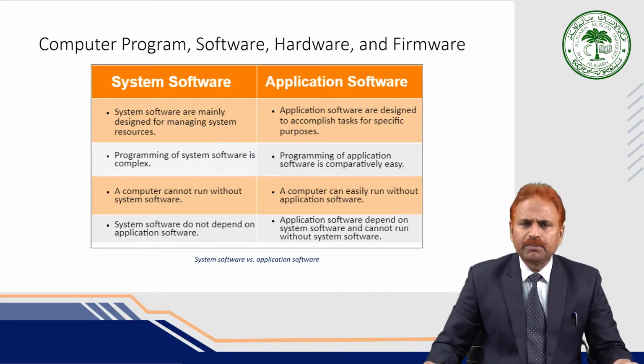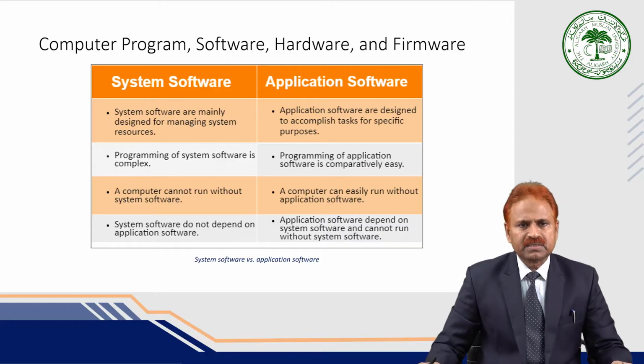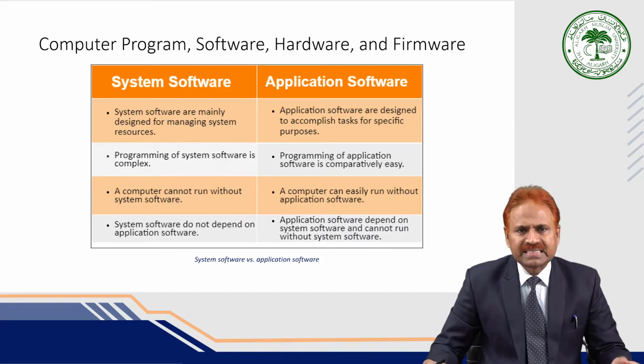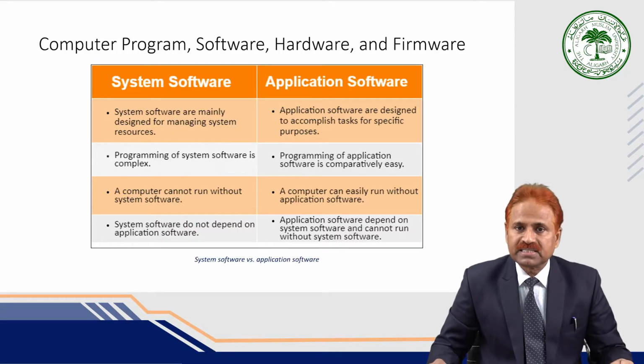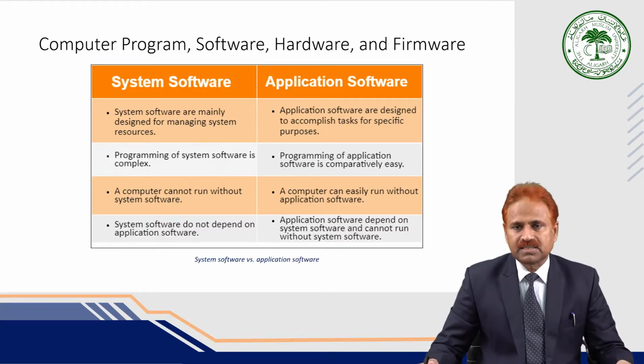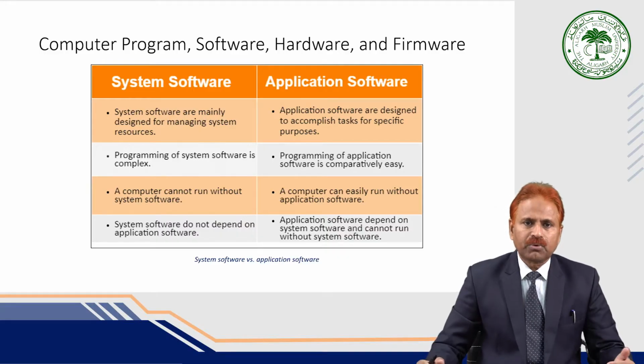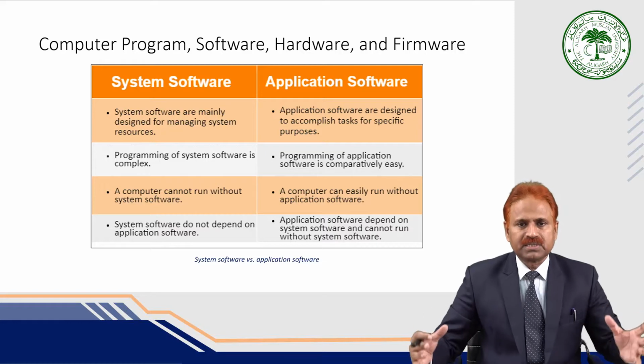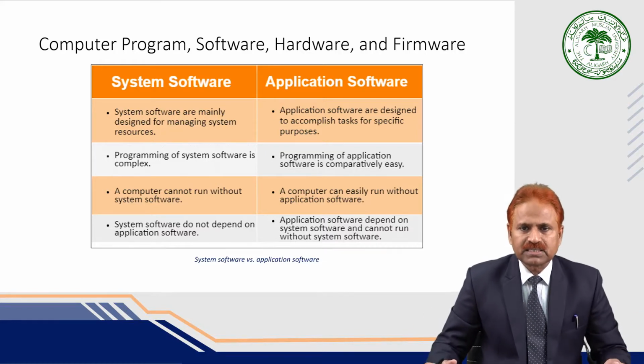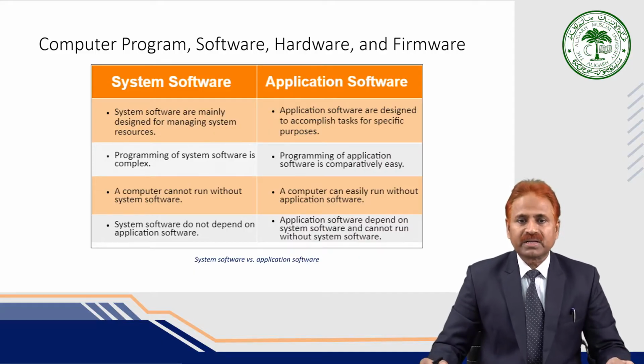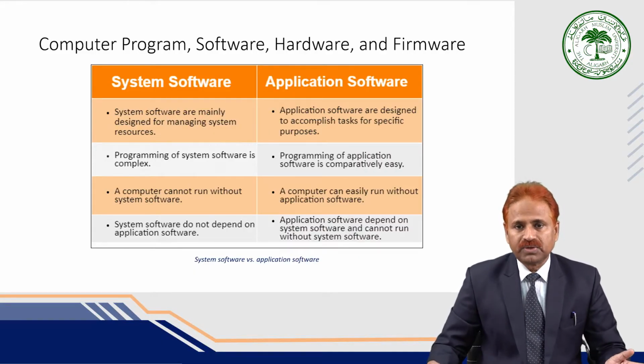If you would like to compare system software and application software, you can easily do so. System software is mainly designed for managing system resources, while application software is designed to accomplish various tasks for specific purposes. Programming of system software is very complex, while programming of application software is comparatively easier. A computer cannot run without system software, while a computer can easily run without application software.